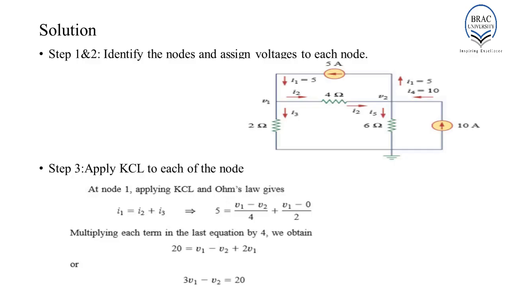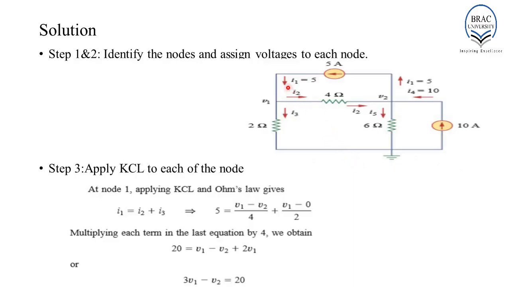The next step is to assign a voltage to each of these nodes. Considering this point as node 1, we can assign the voltage V1 over here, and considering these points as node 2, we can assign the voltage V2 over here. The next step is to apply KCL, or Kirchhoff's current law, to each of these nodes except the reference node. Now, if you remember, KCL states that the sum of the currents entering a node must be equal to the sum of the currents leaving the node.